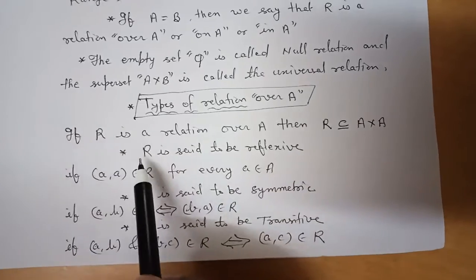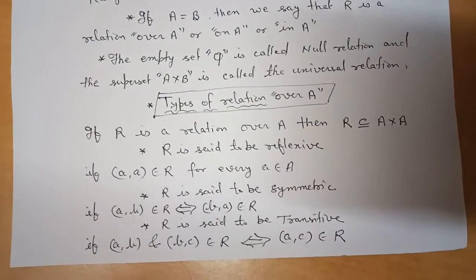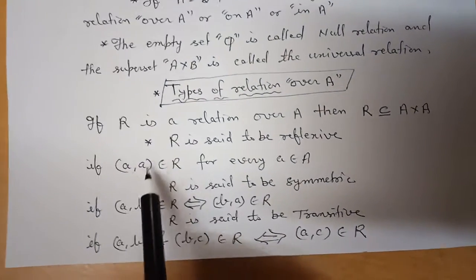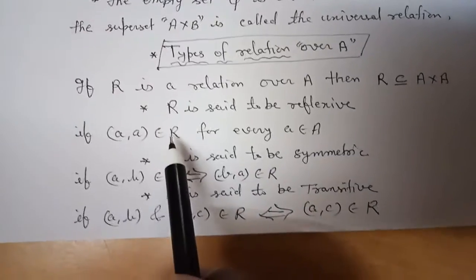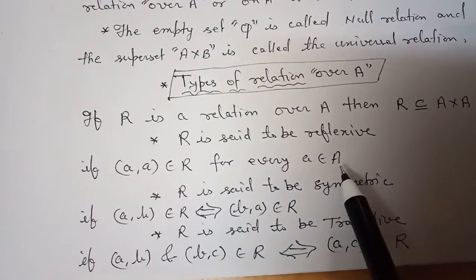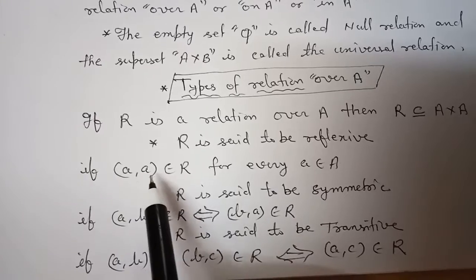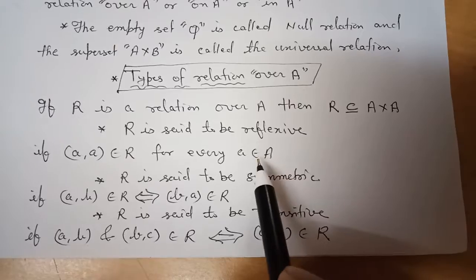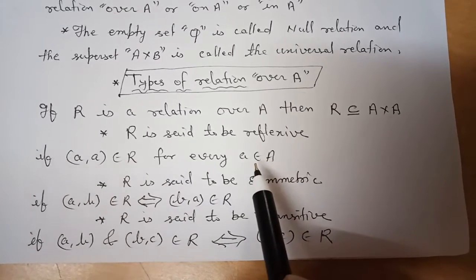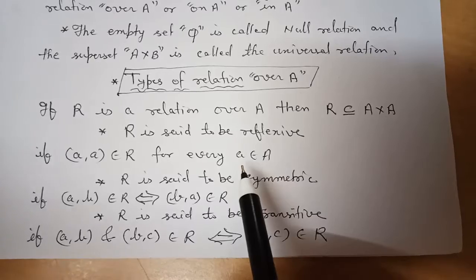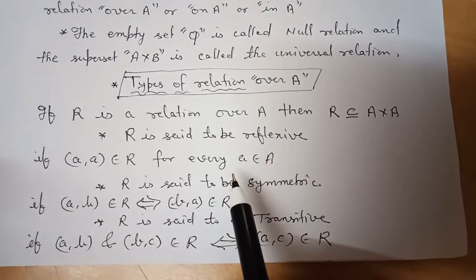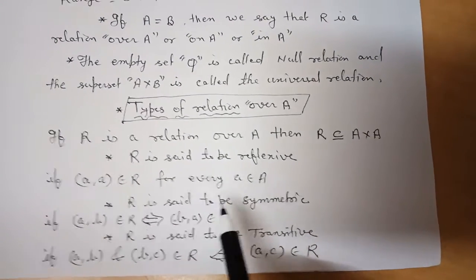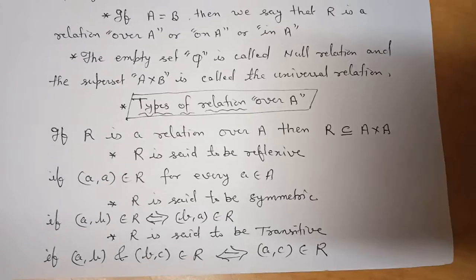This relation R is said to be reflexive if R contains the ordered pair (a, a) for every a belonging to A. That means the ordered pair (a, a) belongs to R for each and every member of A. Here "each and every" must be emphasized, because if we have one member which is not paired with itself, then the relation R is not a reflexive one.